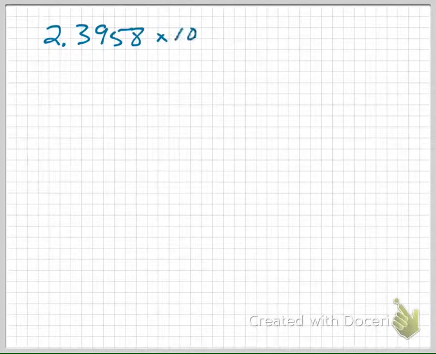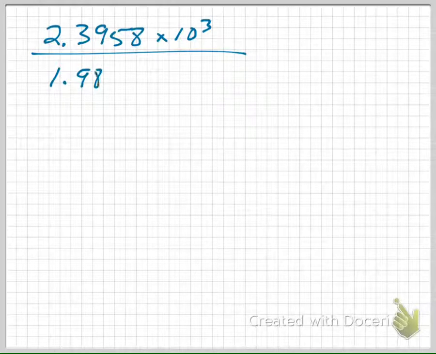2.3958 times 10 to the 3rd over 1.98 times 10 to the 8th. Just because it's ugly, nothing changes. Try and do this. You're good to go. I'll probably give you one other one, but we'll see. All right, here we go.